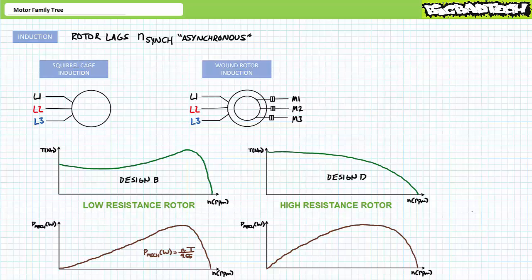Design D squirrel cage induction motors, in comparison to Design B squirrel cage induction motors, feature conductive bars in the rotor with higher resistance. Which leads us right into a discussion on wound rotor induction motors. Squirrel cage induction motors, despite their simplicity, aren't easy to manufacture above a certain size.